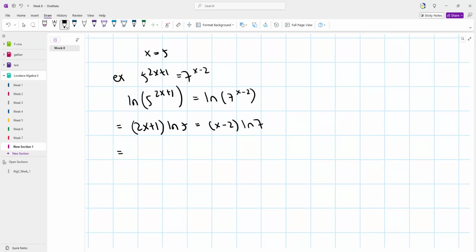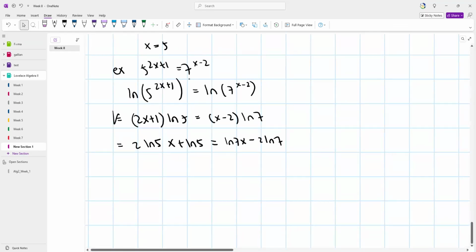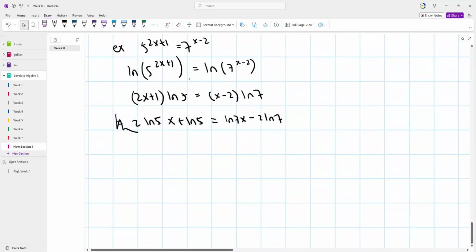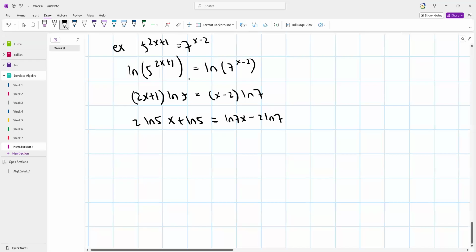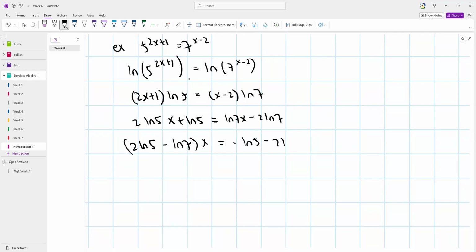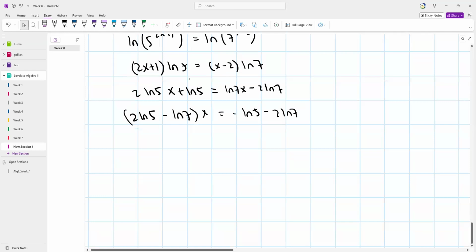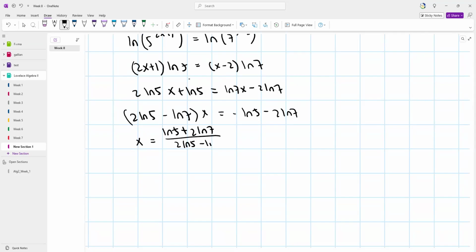And then we can expand this to get 2x ln 5 plus ln 5 is equal to x ln 7 minus 2 ln 7. And then we can just rearrange it to get (2 ln 5 minus ln 7) times x is equal to negative ln 5 minus 2 ln 7. And then when we divide, we get x is equal to (ln 5 plus 2 ln 7) over (2 ln 5 minus ln 7).